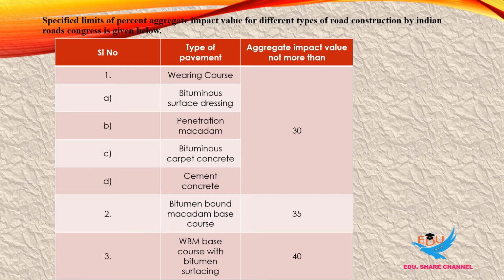Serial number, type of pavement, aggregate impact value not more than. 1. Wearing course: bituminous surface dressing, penetration macadam, bituminous carpet, concrete, cement concrete, 30. 2. Bitumen-bound macadam base course, 35. 3. WBM base course with bitumen surfacing, 40.